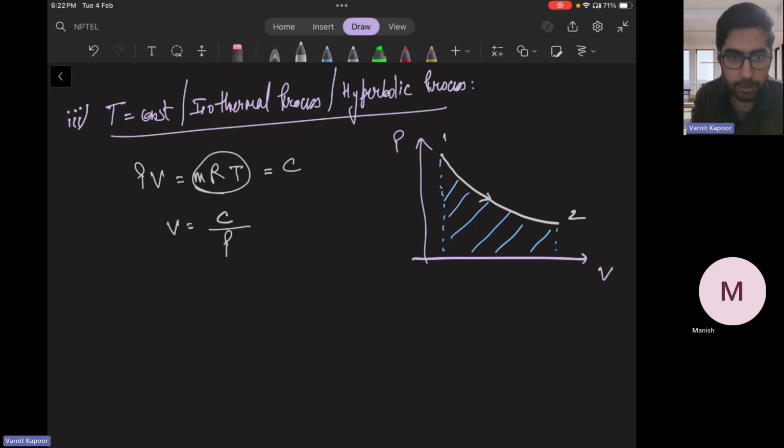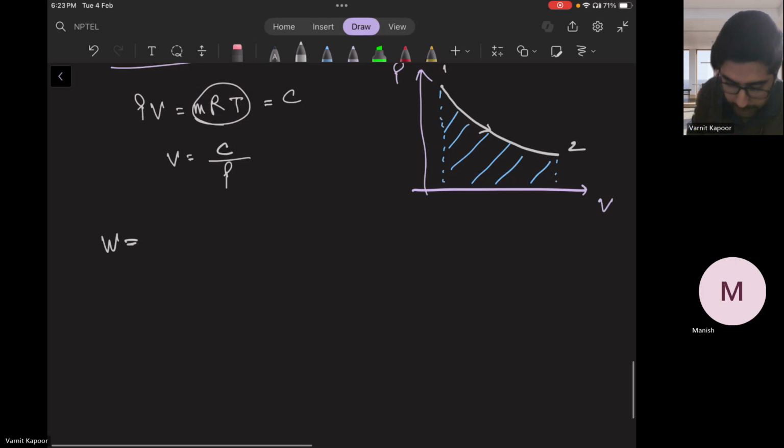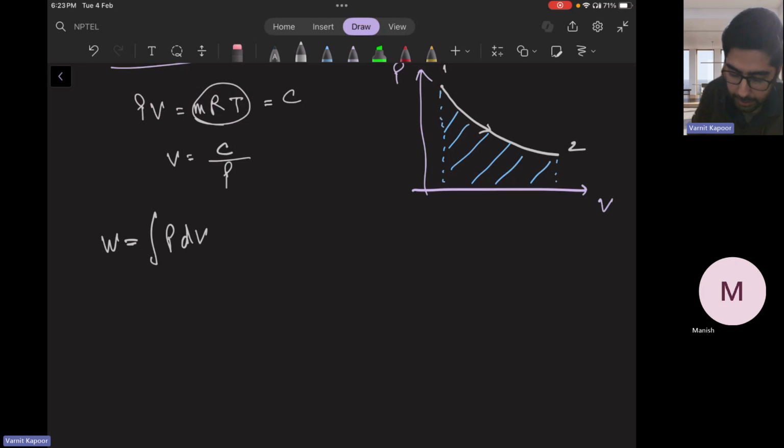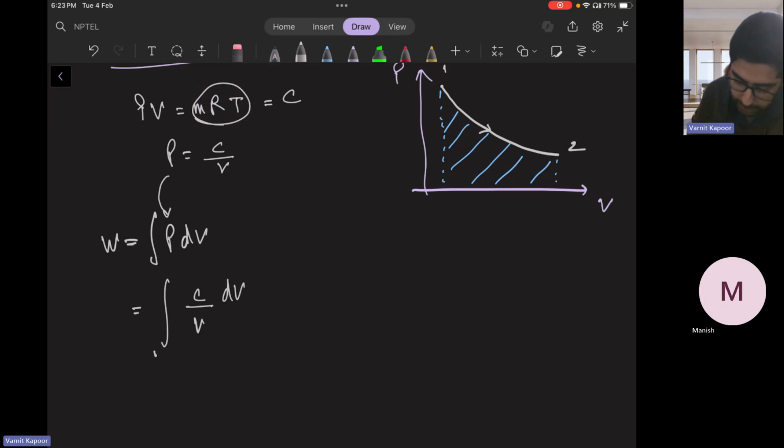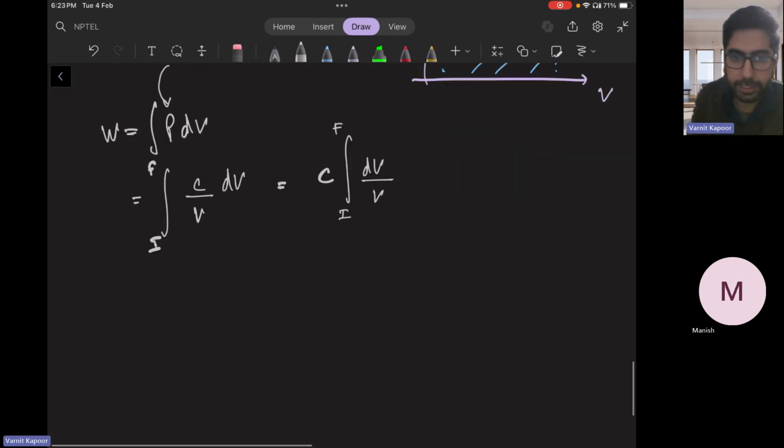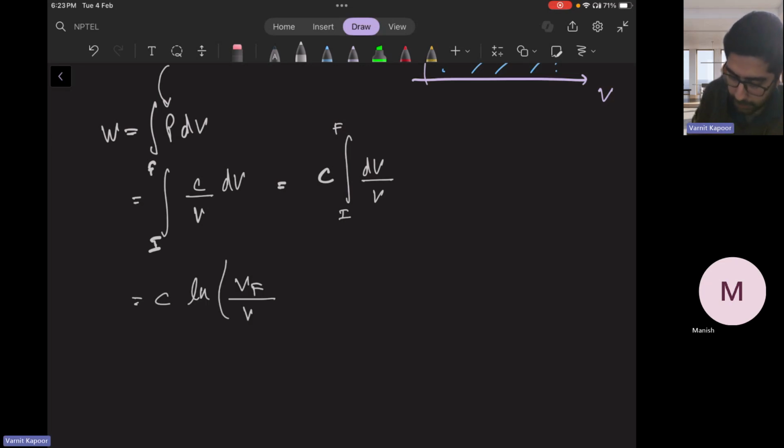But we have to calculate the work done expression. So that is nothing but P dV. What you can write pressure as from here, let's write like this: pressure is nothing but constant by volume. All right. So put this pressure here, constant by volume dV, integration from initial state to final state. So C of dV over V from initial state to final state. You know its integration is log. So that is C ln V final over V initial.